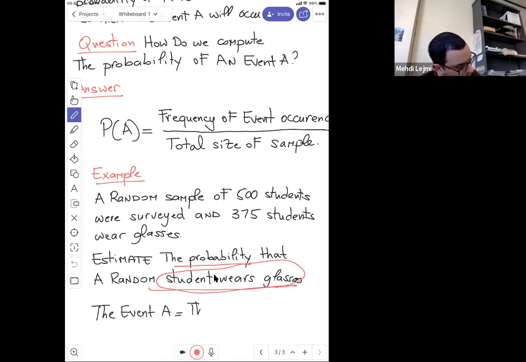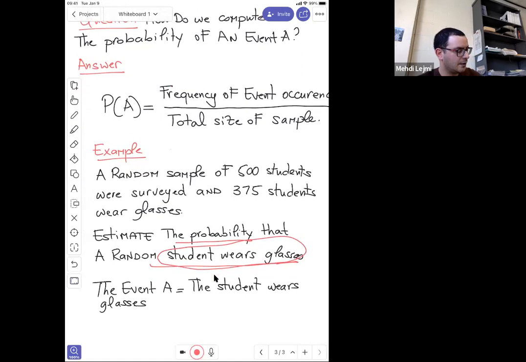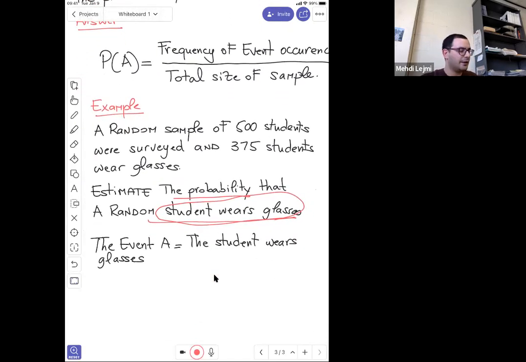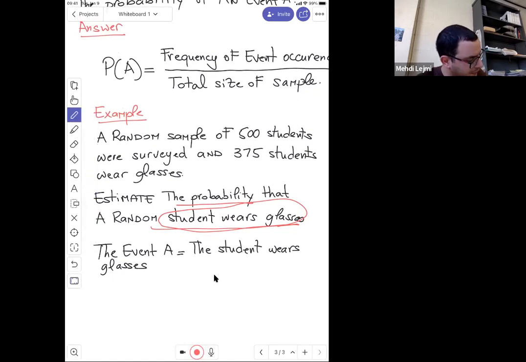So the random student wears glasses. Okay, that's the event. Because I'm interested in the probability that the student wears glasses. So my event A would be that the student wears glasses. All right. So I want to find the probability of A, the probability that a student wears glasses.